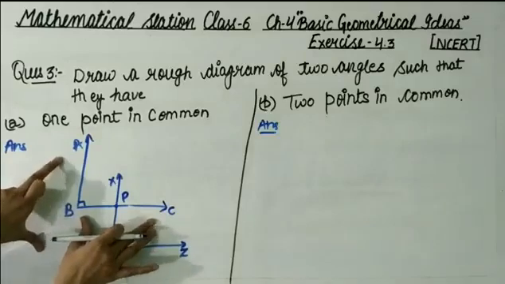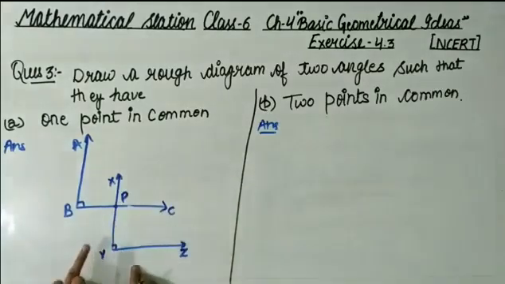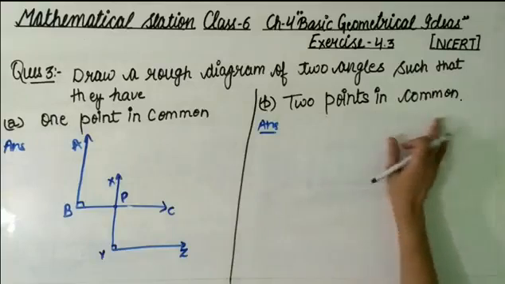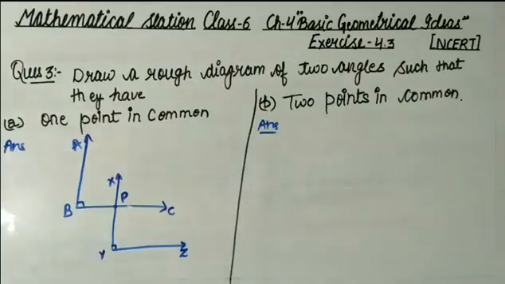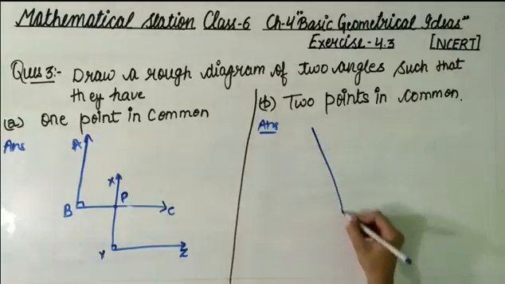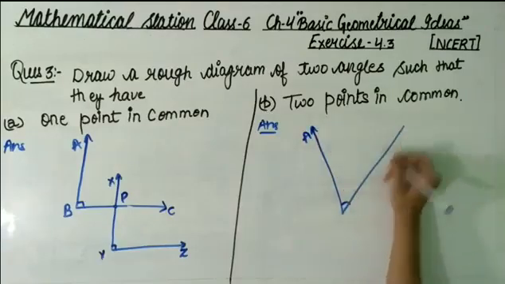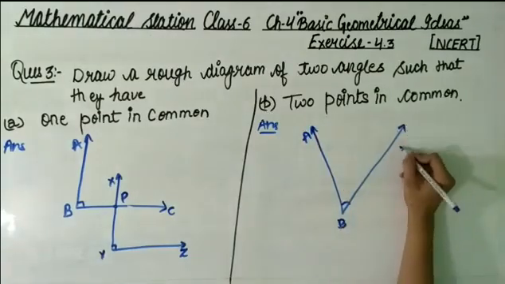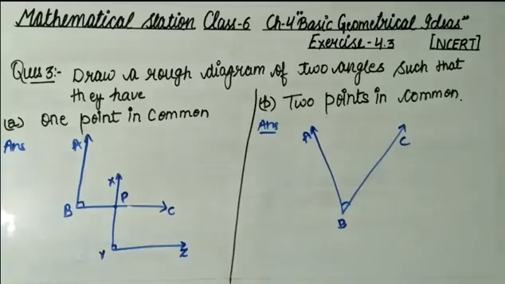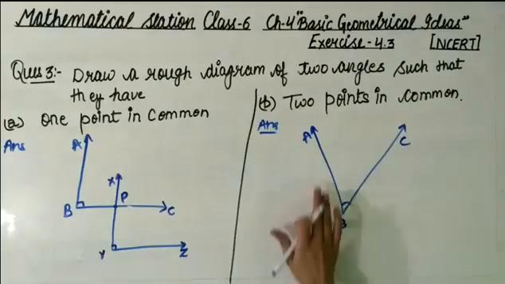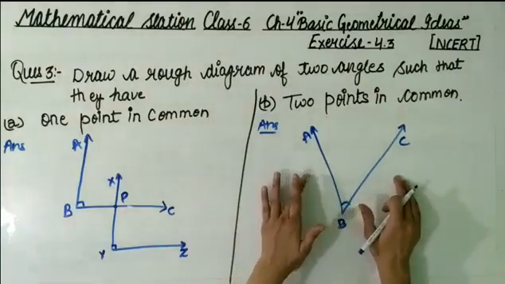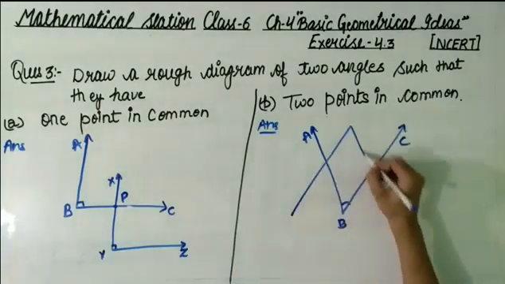Next is part B, 2 points in common. For this we will draw one angle and it is ABC. Now we have to draw another angle which has two common points with this. So it will be like this angle.